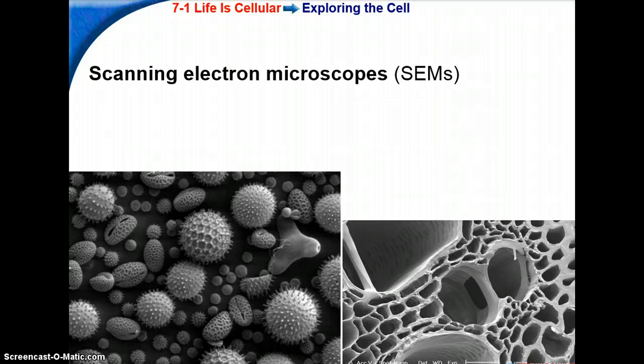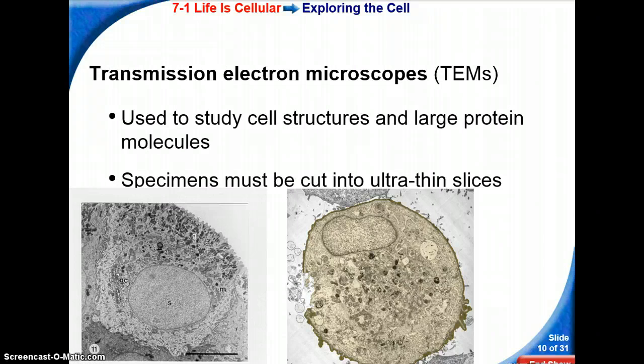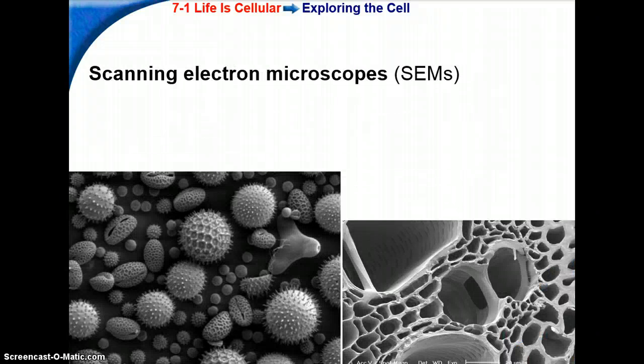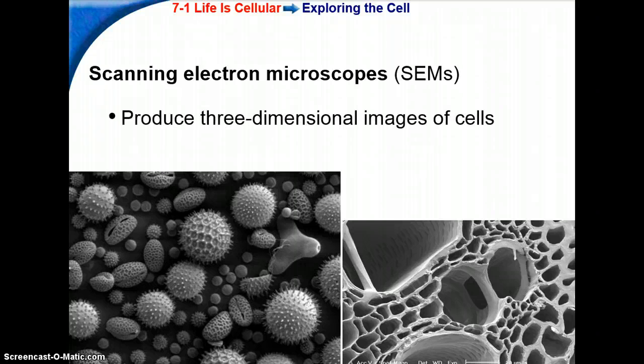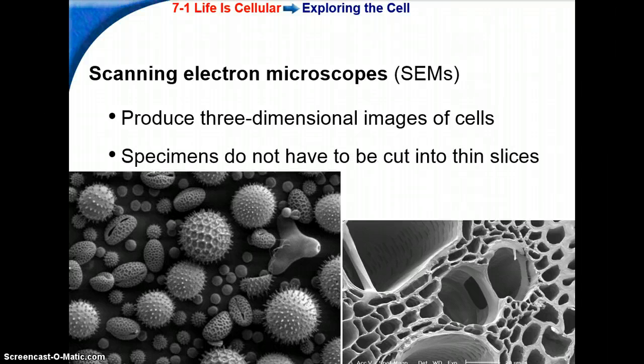Another type of electron microscope is called a scanning electron microscope. And you can see just by looking at the pictures between this slide and this slide that there is a huge difference between what can be seen. In these scanning electron microscopes, or SEMs, they can produce three-dimensional images of cells. So it's more of a lifelike, realistic image. And also the specimens do not have to be cut into slices. They can just be placed whole as long as they are still non-living and preserved, because it is still an electron microscope.